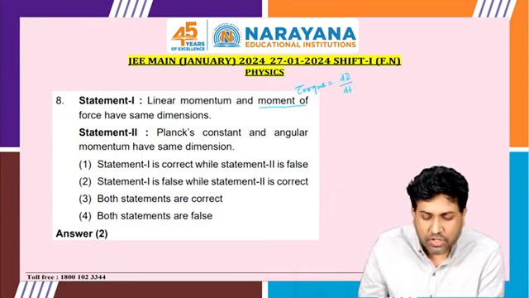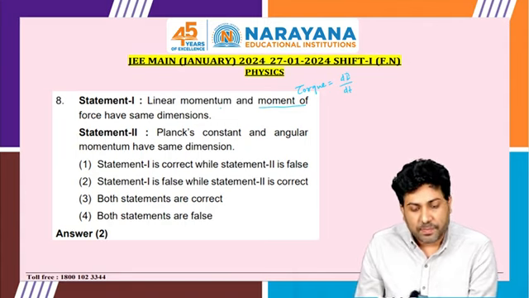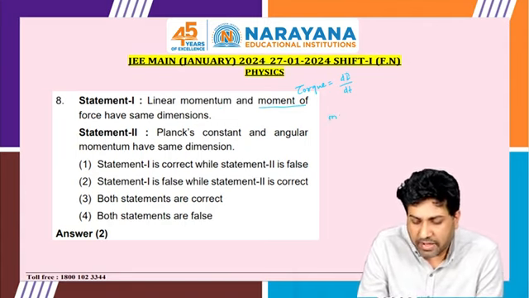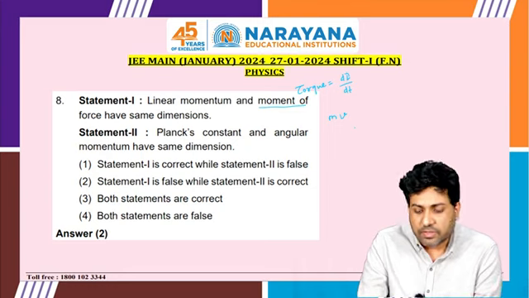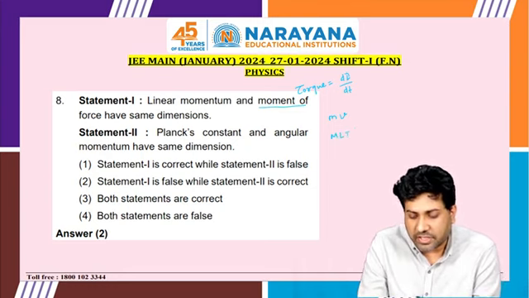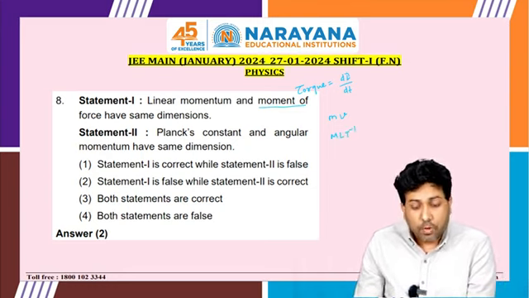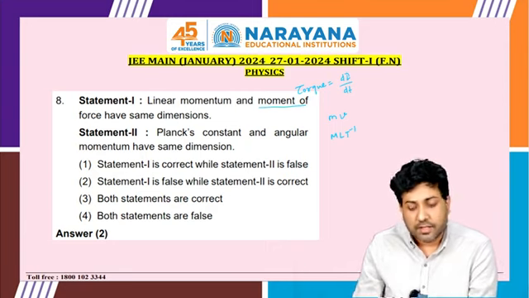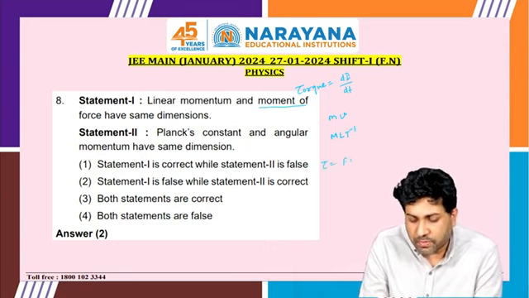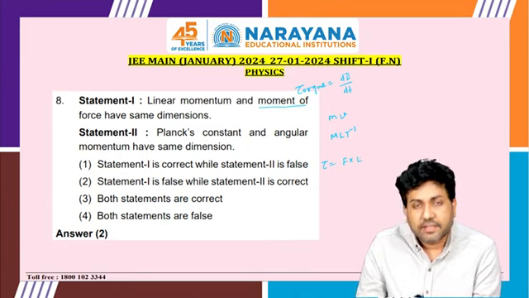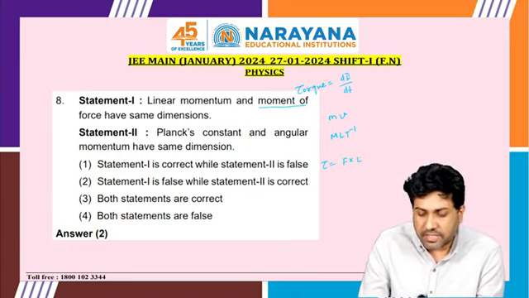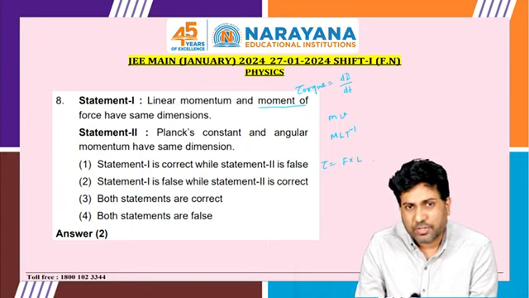So what is the dimension of linear momentum? Linear momentum is nothing but mass into velocity, so I can say it is MLT^-1. What is the dimension of torque? Torque is nothing but force multiplied by length. Just dimensions we are finding out: r cross F, r and F.